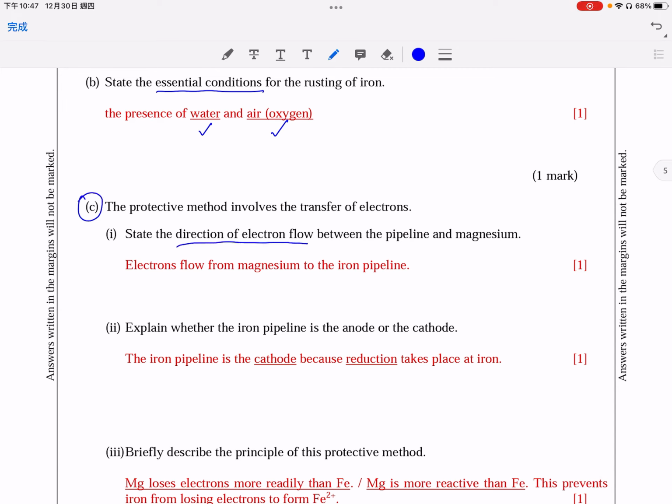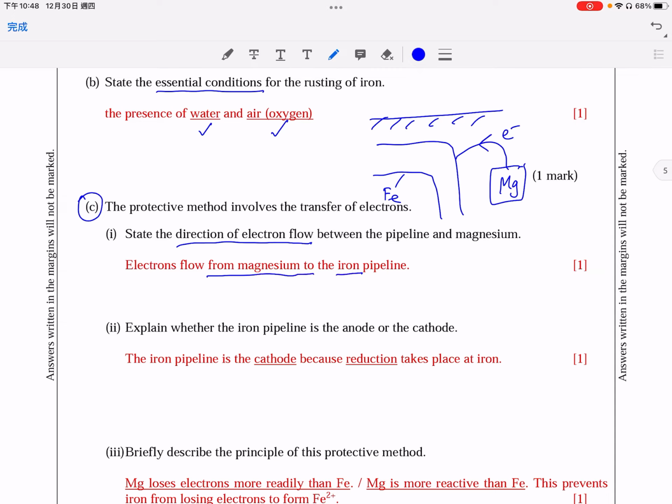Direction of electron flow in the process. Of course, the underground pipeline may be like this. This is made of iron, and it is connected to a bag of magnesium, and the direction of electron flow is, of course, from magnesium to iron, because magnesium is more reactive than iron. This is the reason behind. And then in part 2, you are asked whether the iron pipeline is the anode or the cathode. So make sure your concept is good enough.